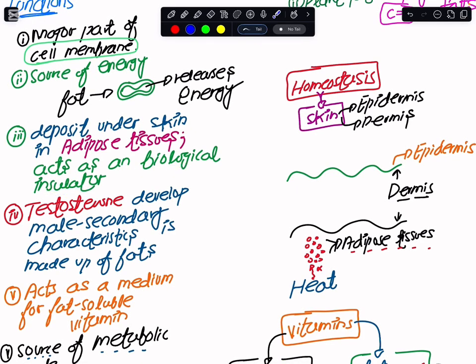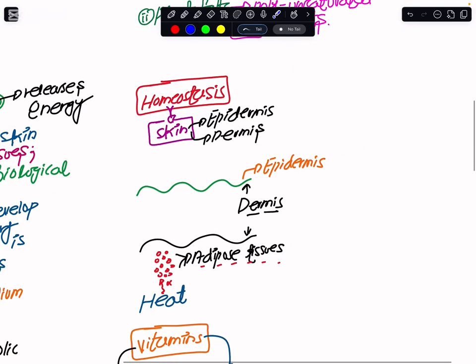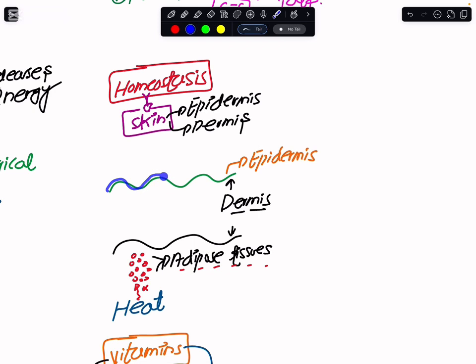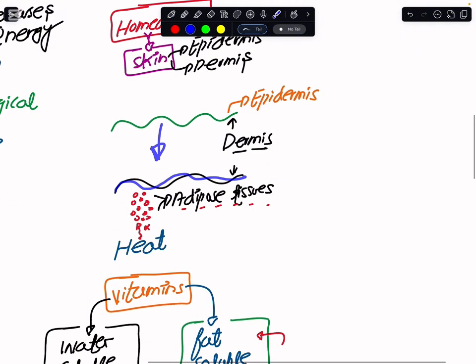By the word biological insulator, what we mean is that there are fats that are deposited under our skin. When they are deposited under our skin, they minimize or reduce the loss of heat. And we will see later in this course, in the chapter of homeostasis, that for the skin that we humans have, the top layer is entitled the epidermis. Immediately below the epidermis, we have the dermis. And below the dermis, we have tissues, and these tissues are the adipose tissues.